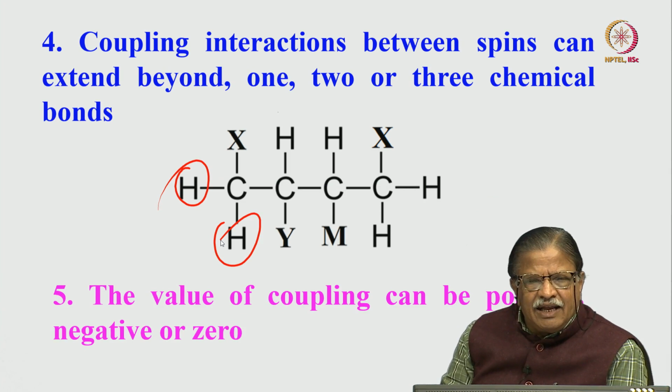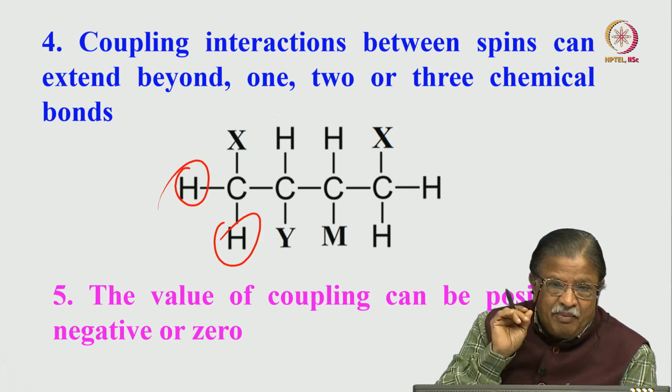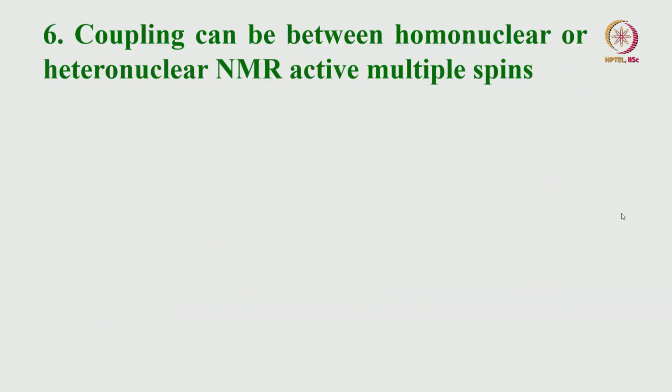So the coupling can of course extend to several bonds, but remember the value of the coupling can be positive, negative or 0. The J coupling can even be 0, or it can be some value like plus 5 hertz, or minus 5 hertz. It has a value which can be either positive, negative or 0.